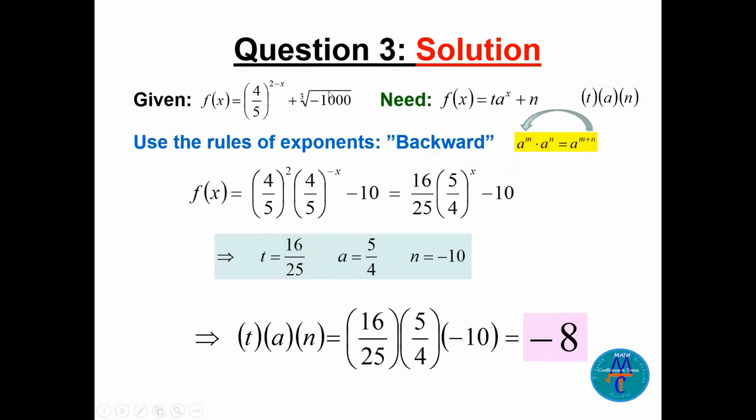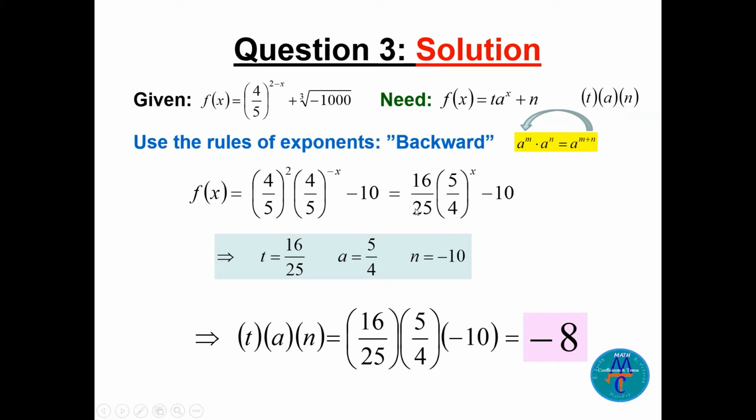Here we have to play with the powers. So we can use the rules of exponent backward. We know a to the power m times a to the power n is equal to a to the power m plus n from algebra. We can go back and make it two quantities multiplied by each other with the same base. So I can make here 4 over 5 to the power 2 times 4 over 5 to the power minus x.